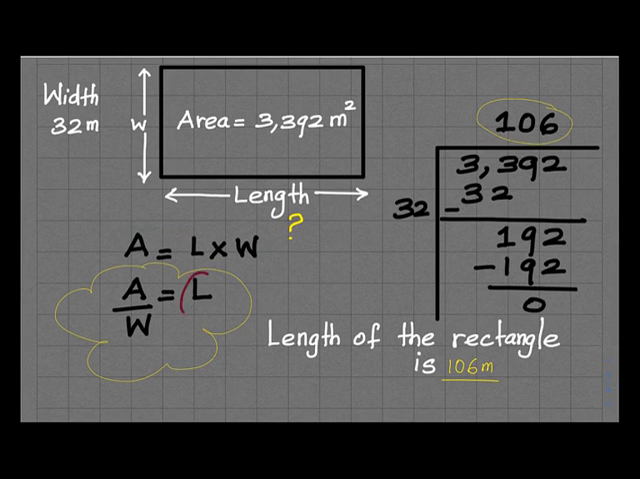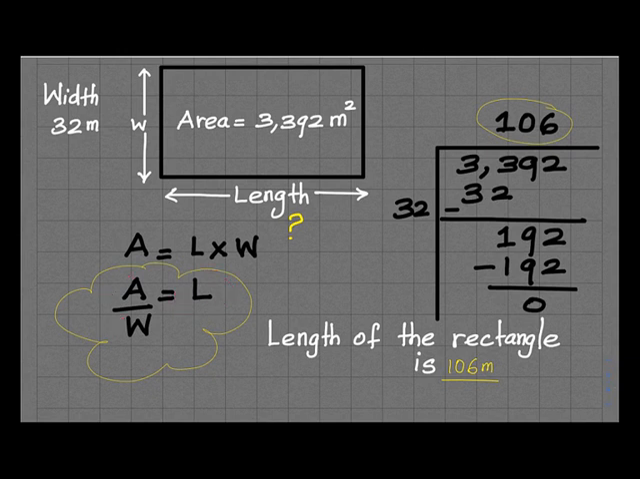From that, we can calculate the length of the rectangle. Length of the rectangle equals area divided by width. We know the values for the area as well as the value for the width. Let us substitute those values and find the length.